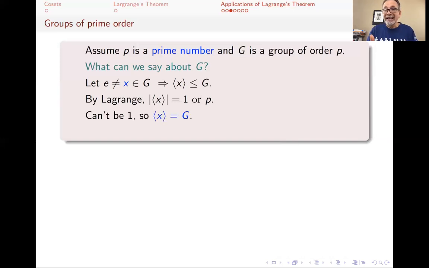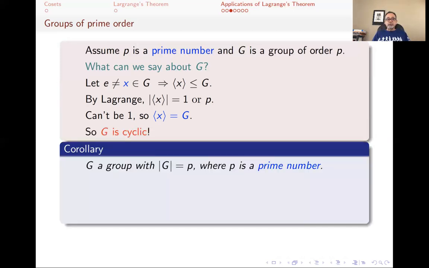That means that the size of the subgroup generated by X is P, but P is the size of the group. That means that that element generates the group. So we got two things: this arbitrary non-identity element generated the whole group. So that means that G is cyclic. So let me write down what we just proved: if you have a group of order a prime number, and you take a non-identity element, then that non-identity element is a generator.